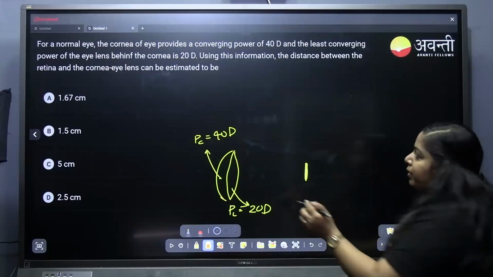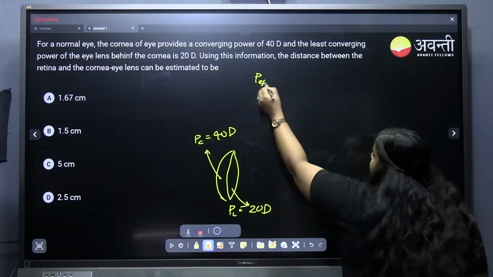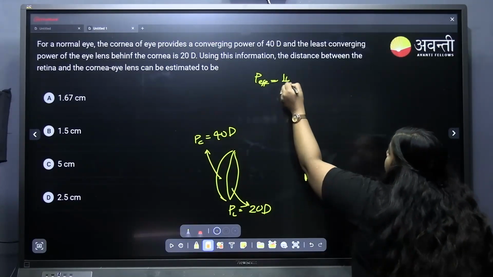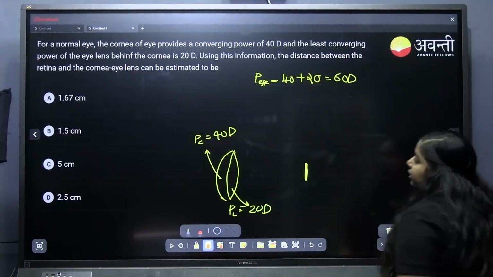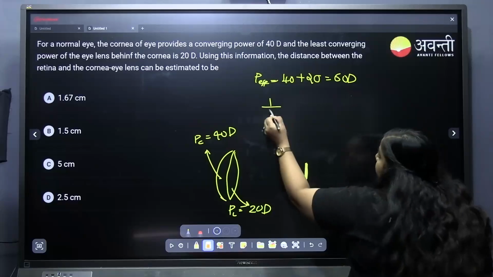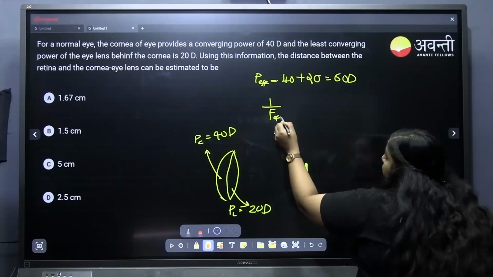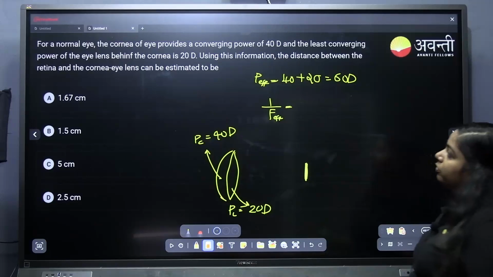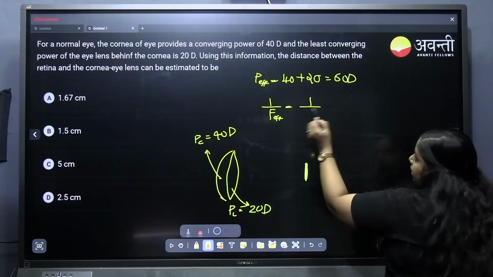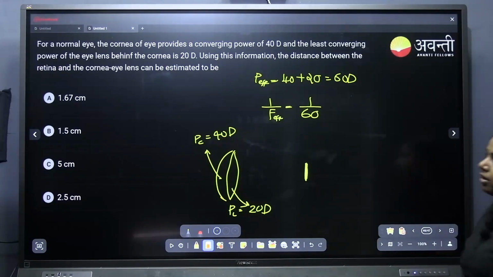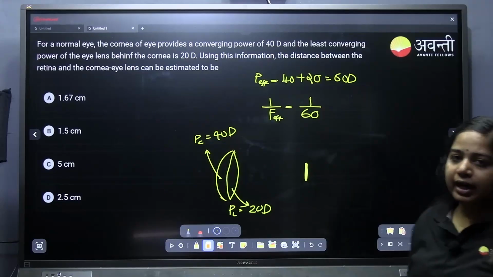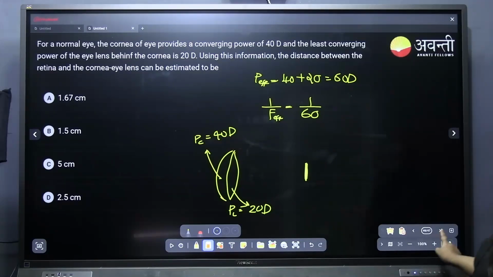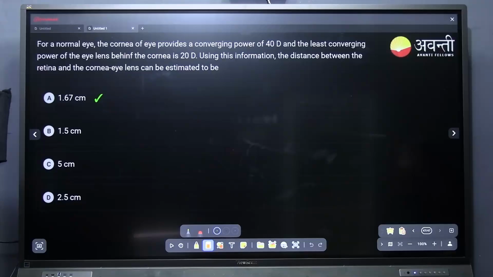Now the effective power, P effective, is equal to 40 plus 20, equal to 60 diopter, which means the focal length of the effective combination is 1 by 60. From this you will get the focal length value, that is our distance between cornea and retina. Answer is equal to 1.67 centimeter.